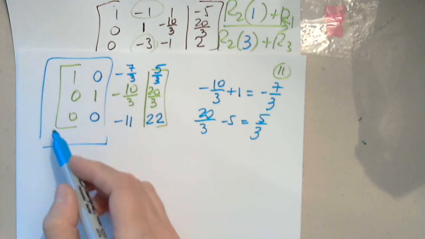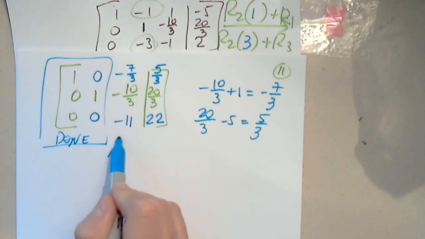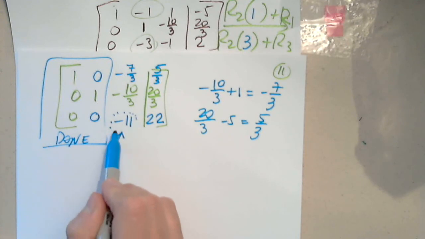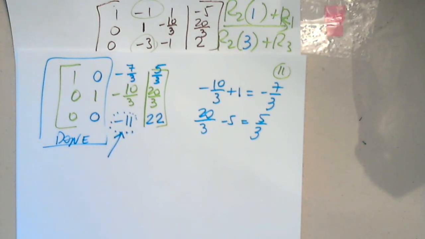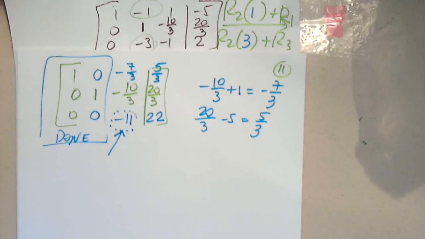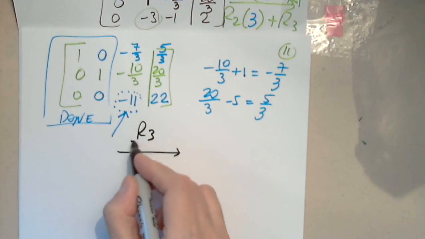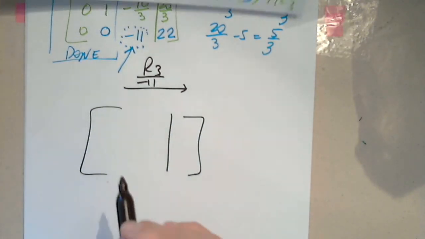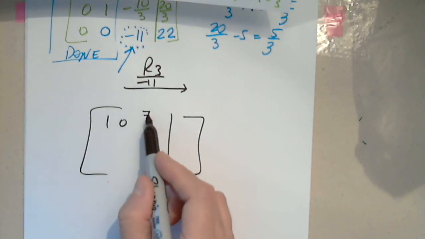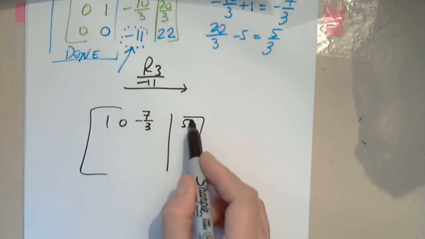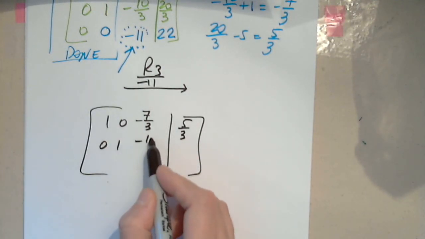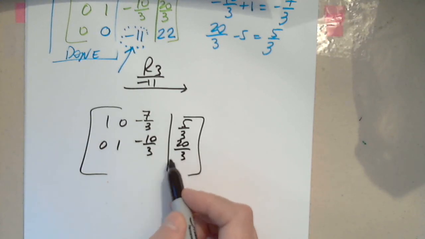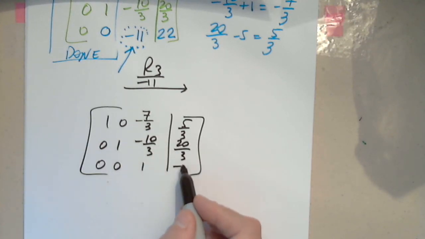So we accomplished all this. This is done. But now we are focusing on this. That's the next step. What do I do with that? Divide by 11. Yes, -11. Good. So we divide row 3 by -11. So we get this: 1, 0, -7 over 3, 5 over 3; 0, 1, -10 over 3, 20 over 3; 0, 0, 1, -2.